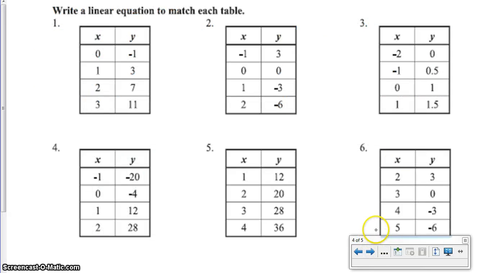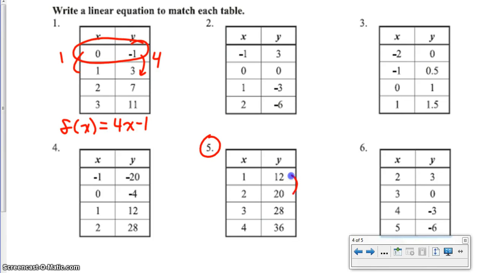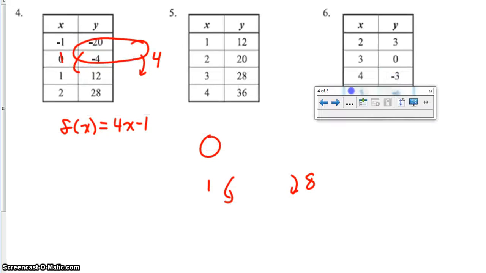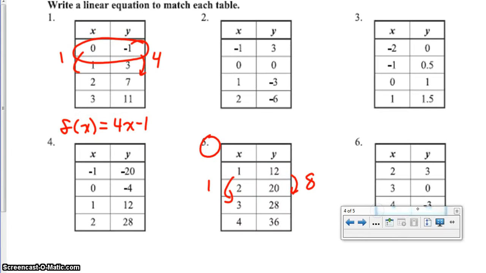All right, so the rest of this, what I want you to do is I want you to write a linear equation for each table, okay? Some of them are fairly simple because they give you the y-intercept. So in the case of this one, you have an increase of 4 and an increase of 1, and you have a y-intercept here. So the function at x is simply equal to 4x minus 1. So those are pretty simple. But what about these? What about number 5? Well, you have the slope, but you don't have the y-intercept. Oh my goodness, what's a girl to do?